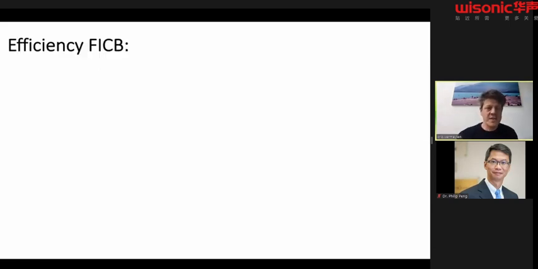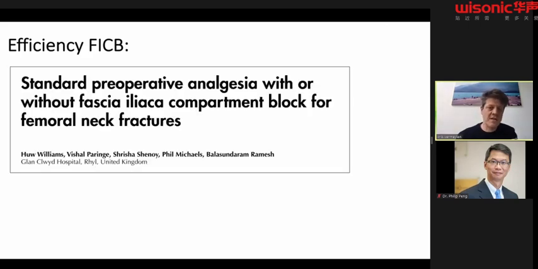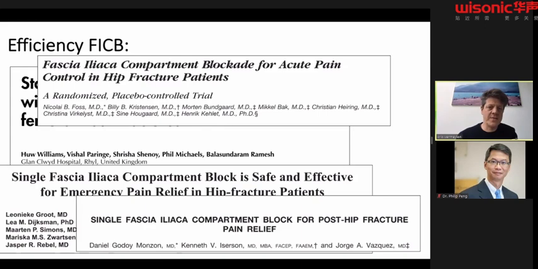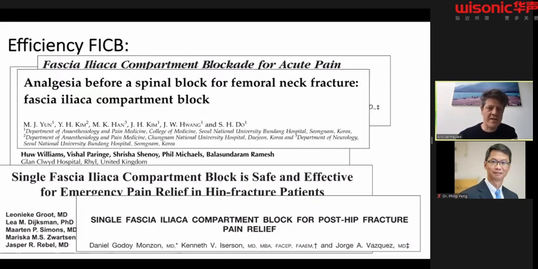Efficiency of fascial compartment block. It's not only my study, of course, or our studies. A lot of studies already showed that if you do a fascial compartment block, you can have a lot of clinical advantages.